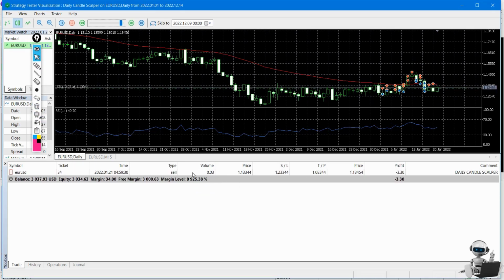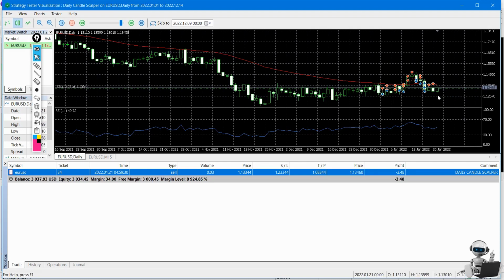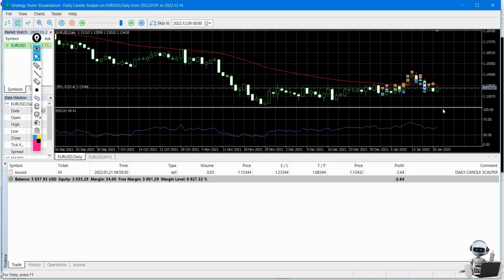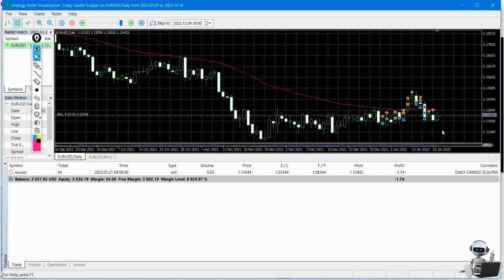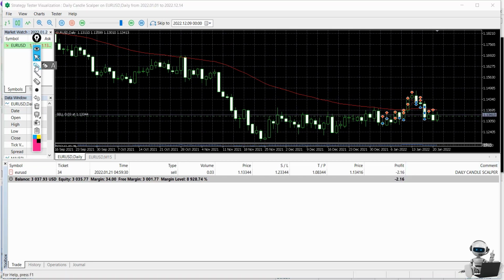Let me show you. For example, we have a sell. So if the chart and the trend hit back into the sell zone, it will close with profit. But if it keeps going uptrend and the direction is opposite of the trade, it will open another sell and it will increase the lot size. So this is how the EA is going to work.